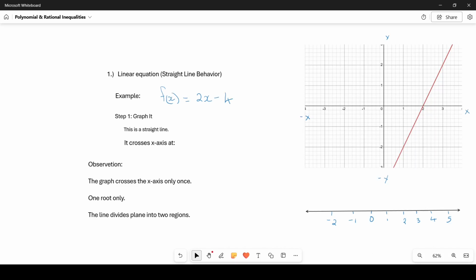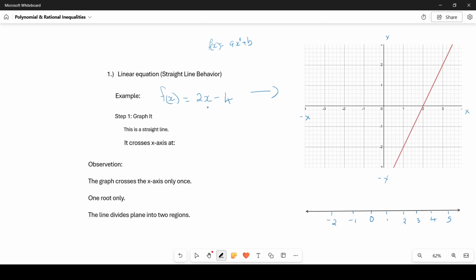Okay, first we see a linear equation. The general form of a linear equation is f of x is equal to ax plus b. So here x has only the power 1, so this is called a linear equation. Here is an example of a linear equation, 2x minus 4. From this example, we draw a graph.